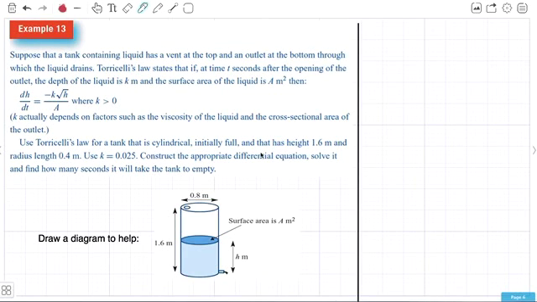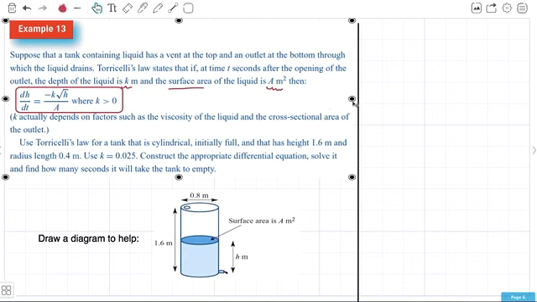Here we're looking at a tank that contains liquid, has a vent at the top and an outlet at the bottom through which the liquid drains. We're looking at Torricelli's law, which states that at time t seconds after the opening of the outlet, the depth of the liquid is h meters and the surface area of the liquid is A meters squared, and they're related by this differential equation here. It's nice because in this case we've been given the differential equation.